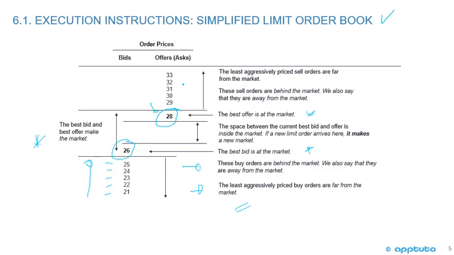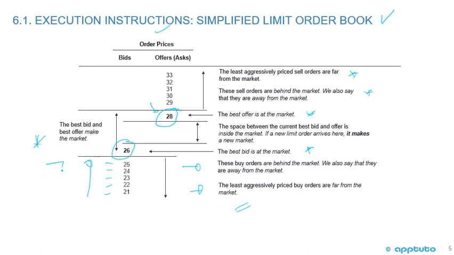Someone is offering to sell at 32 and 33. So these sell orders are also behind the market or away from the market, and the least aggressively priced sell orders are far away from the market. Okay, so again, here's the order prices. The bids on the left-hand side, the offers on the right-hand side, and we have the best offers at the market, the best bid is at the market, then the prices line up behind that.